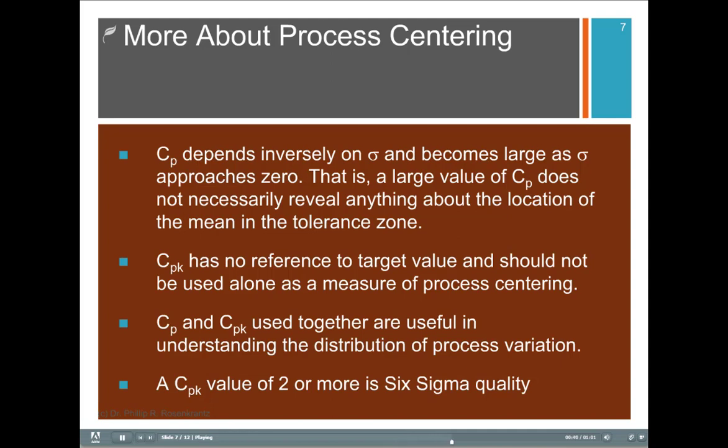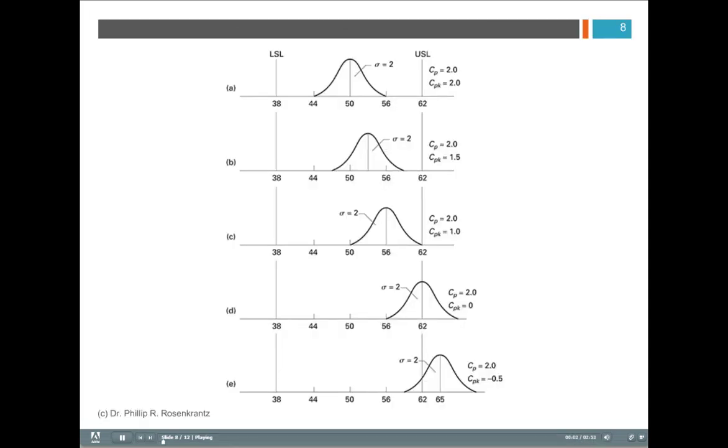However, CP and CPK used together are very useful in creating understanding about what the distribution of the process variation is. Finally, a CPK value of 2 or more is what we consider to be Six Sigma quality, and we're going to illustrate that in depth on the next few slides. Here we have an illustration with several different distributions. Let's work through these to show what Six Sigma quality is and how CP and CPK interrelate.